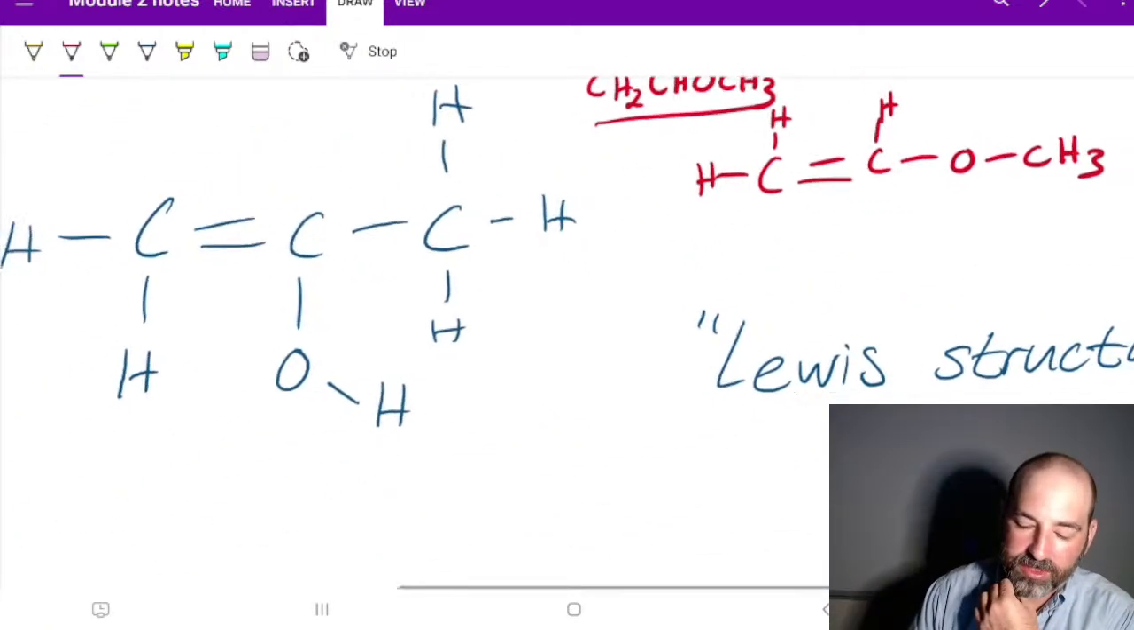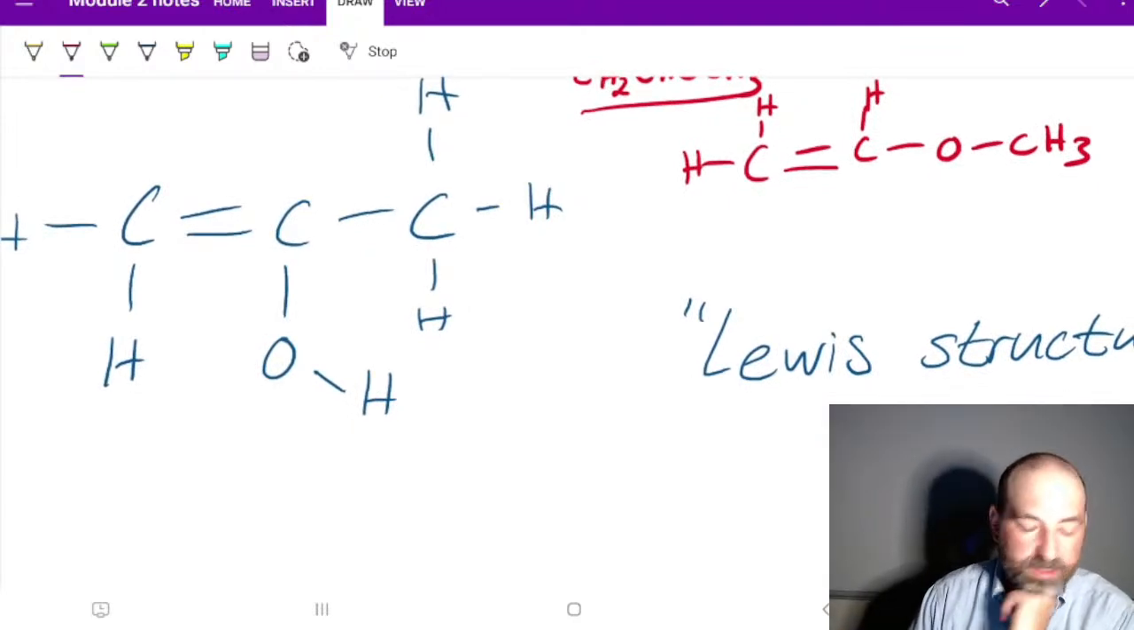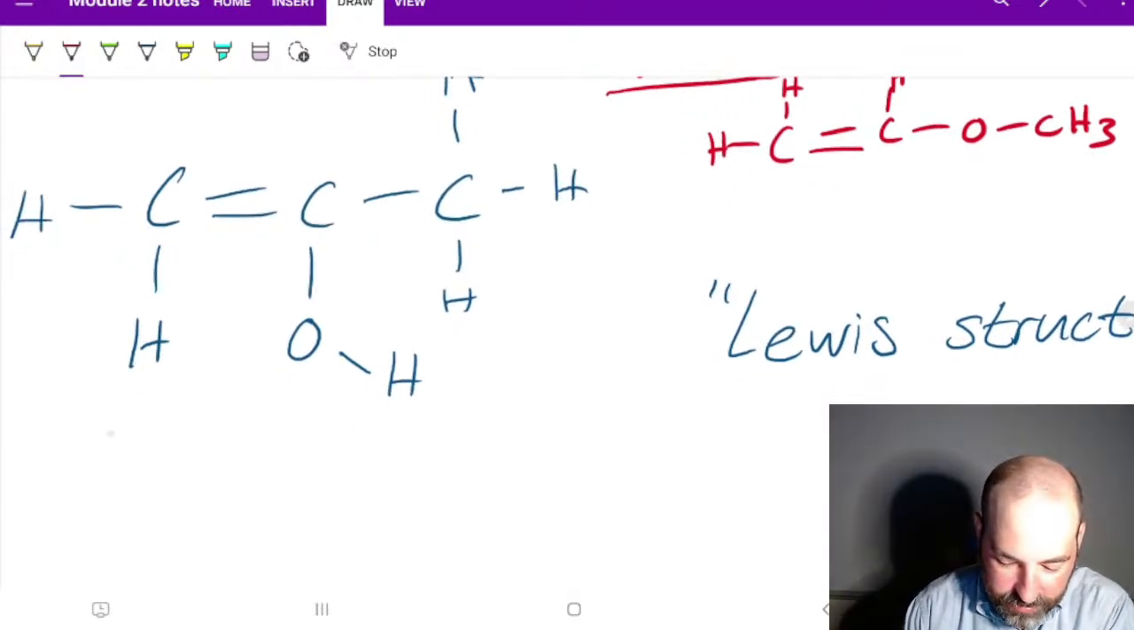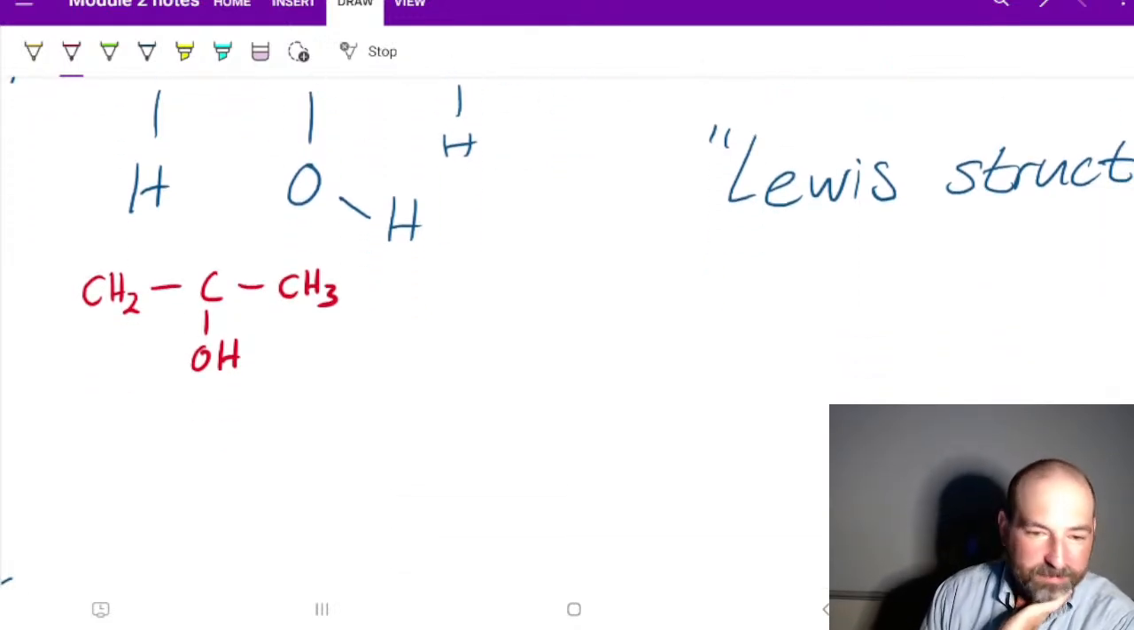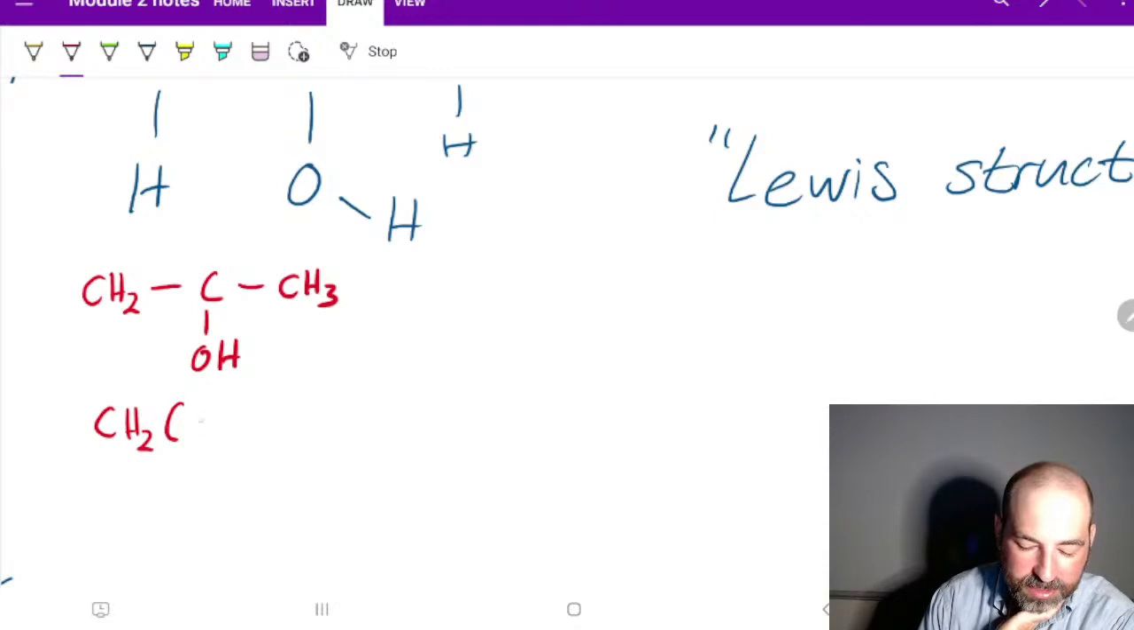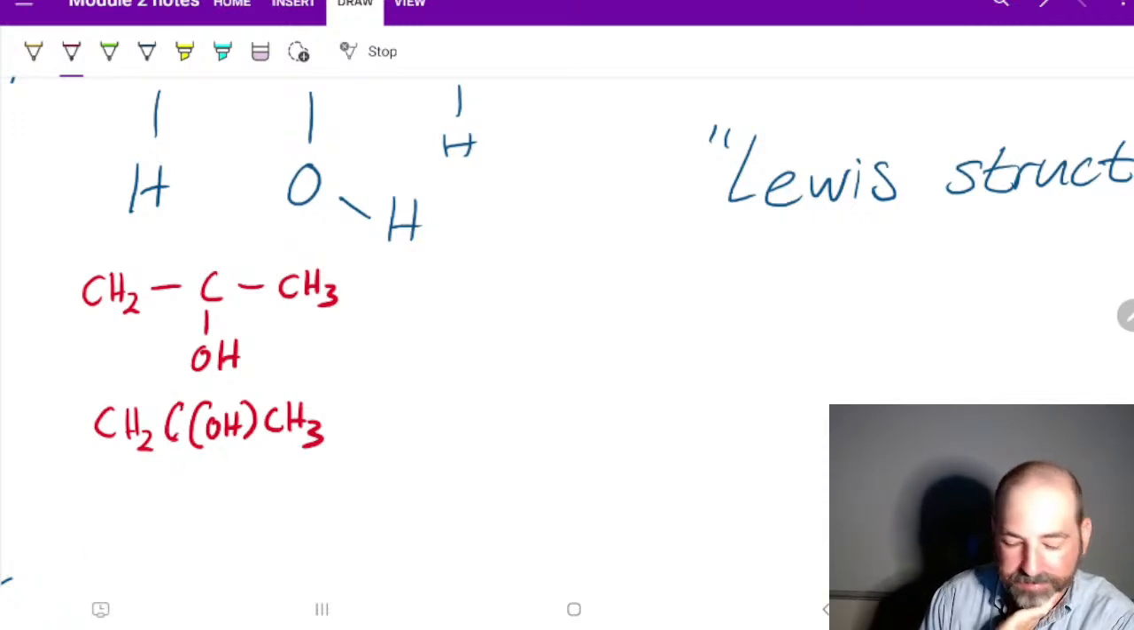All right, let's look at this one. What happens when we have a branch structure like this and we want to make a condensed structure of that? Well, we start the same way. So this one's going to be CH2, C, CH3, OH. And that's fine. We could just leave it like that. That's a condensed structure. But if you really wanted to smush it, you would use parentheses. So you could go CH2, C, and then parentheses OH, and then CH3. And that's telling us that the OH is coming off of this C. You see how that works there?